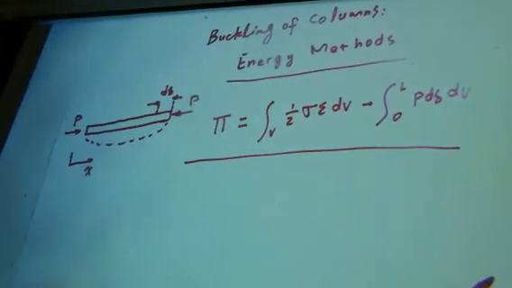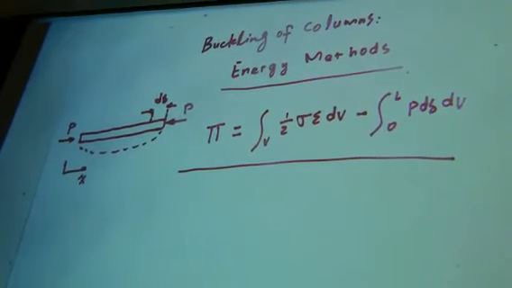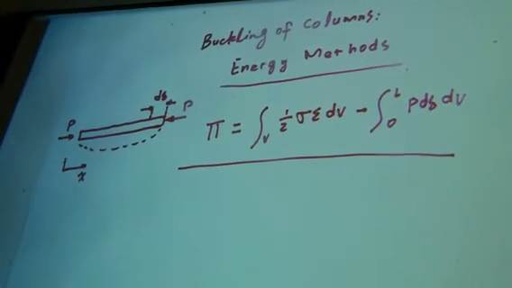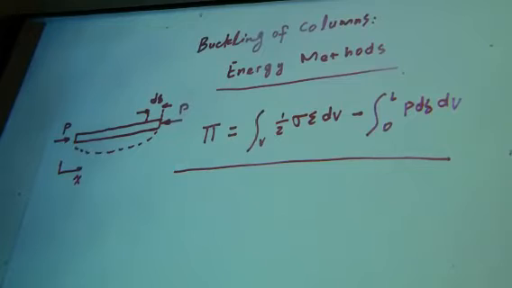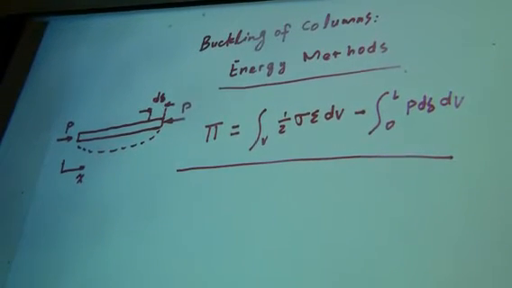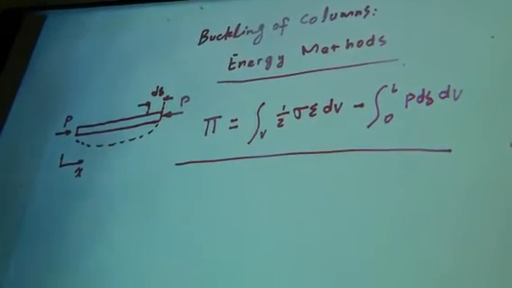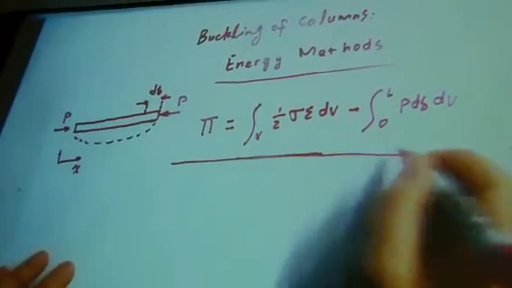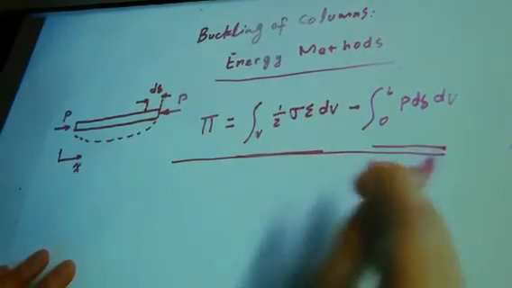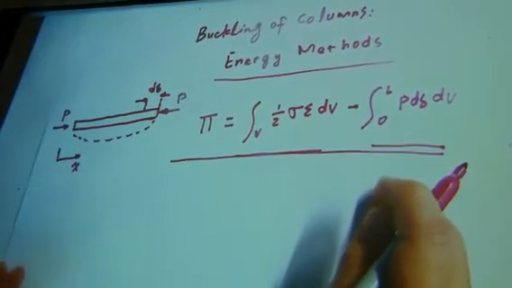If you do not remember this formula, just go back to check the notes about the stiffness method. We derived the stiffness matrix using this function. We minimize this pi to get the stiffness matrix for bar and then for beam. This is the same thing. This is the same form. Strain energy minus work done. This is the energy principle. We're going to minimize this pi to derive the buckling load.